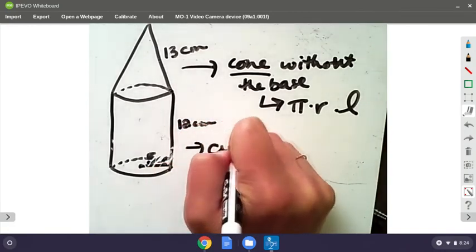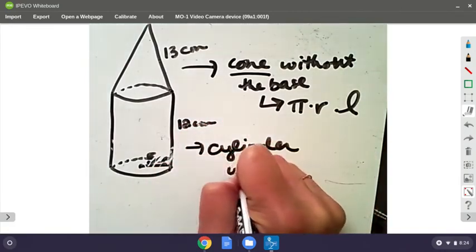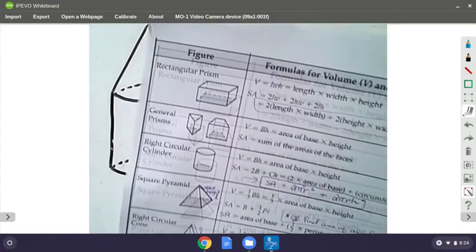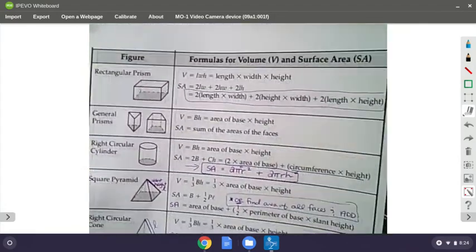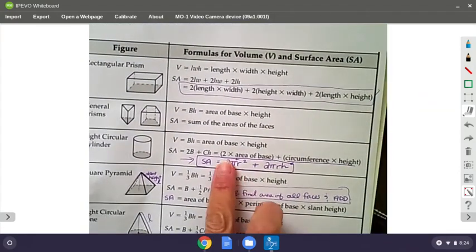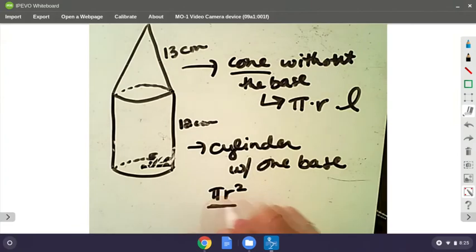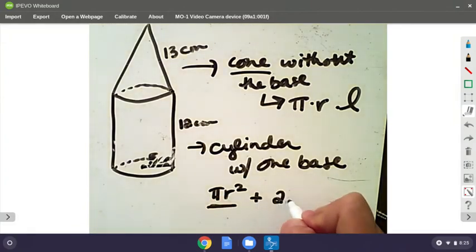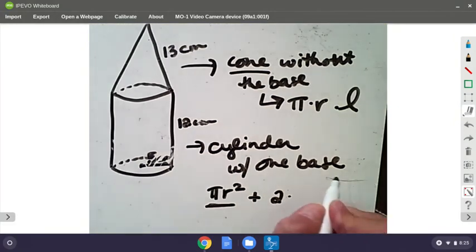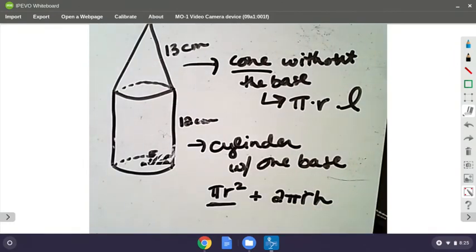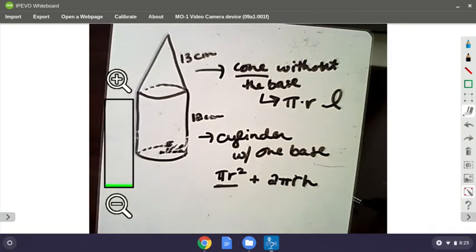And then the cylinder, we only want with one base. So if you take a look at the formula for the cylinder, it's 2 pi r squared, so it's 2 times the area of the base. We only want one of those. So it's going to be pi r squared, just one base, plus the round part. And that one is just as is. Okay, so then you just plug in the information and then add them together.